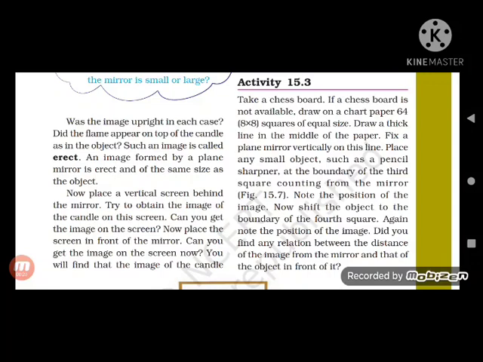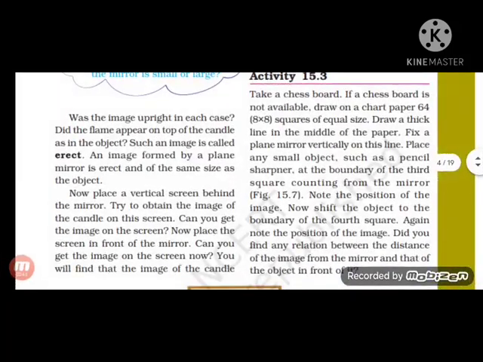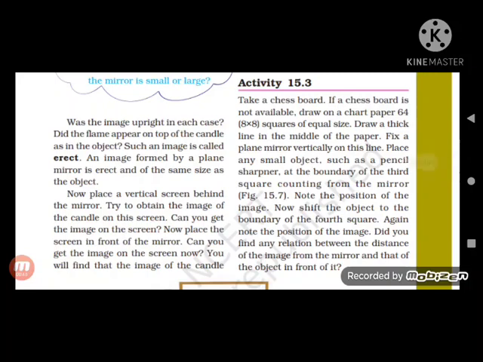So, what we have to do, take a chessboard. If a chessboard is not available, you can take a paper and draw checks with pen, pencil or scale. And you have to draw 64 tables or boxes in your chart paper of equal size. Now draw a thick line in the middle of the paper.